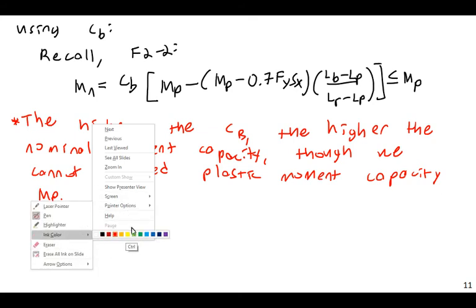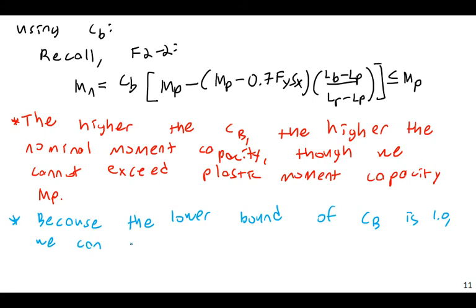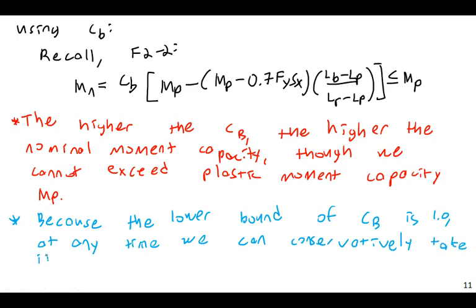There's a conservative assumption we can make, and that is that because the lower bound of CB is 1.0, we can conservatively, at any time, take it to be 1.0. And this is very useful, especially in terms of design.